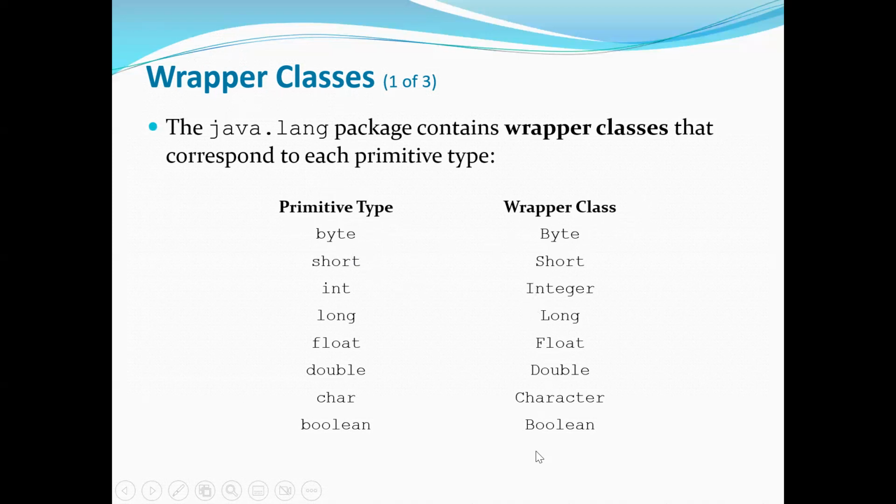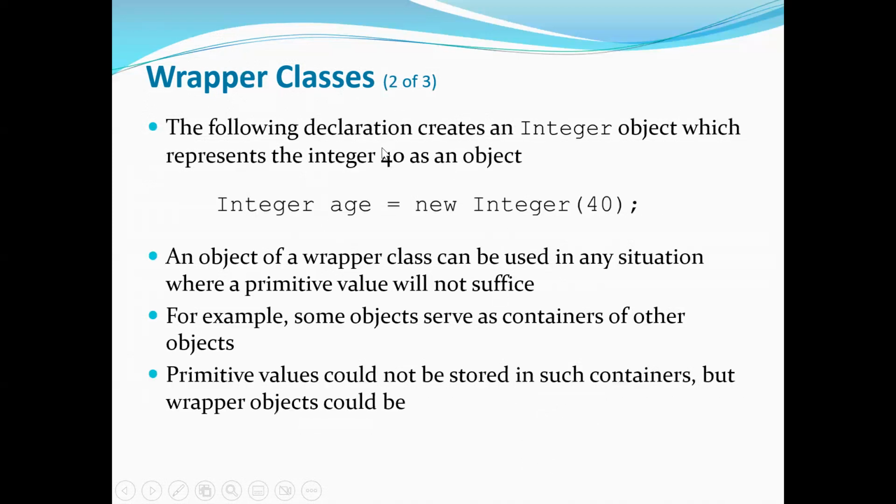So when do we use a wrapper class? Sometimes we may have a program where primitive type is not allowed. So in this case, we can convert to the object type or the wrapper class. So this is how we declare. The following declaration creates an Integer object which represents the integer 40 as an object.